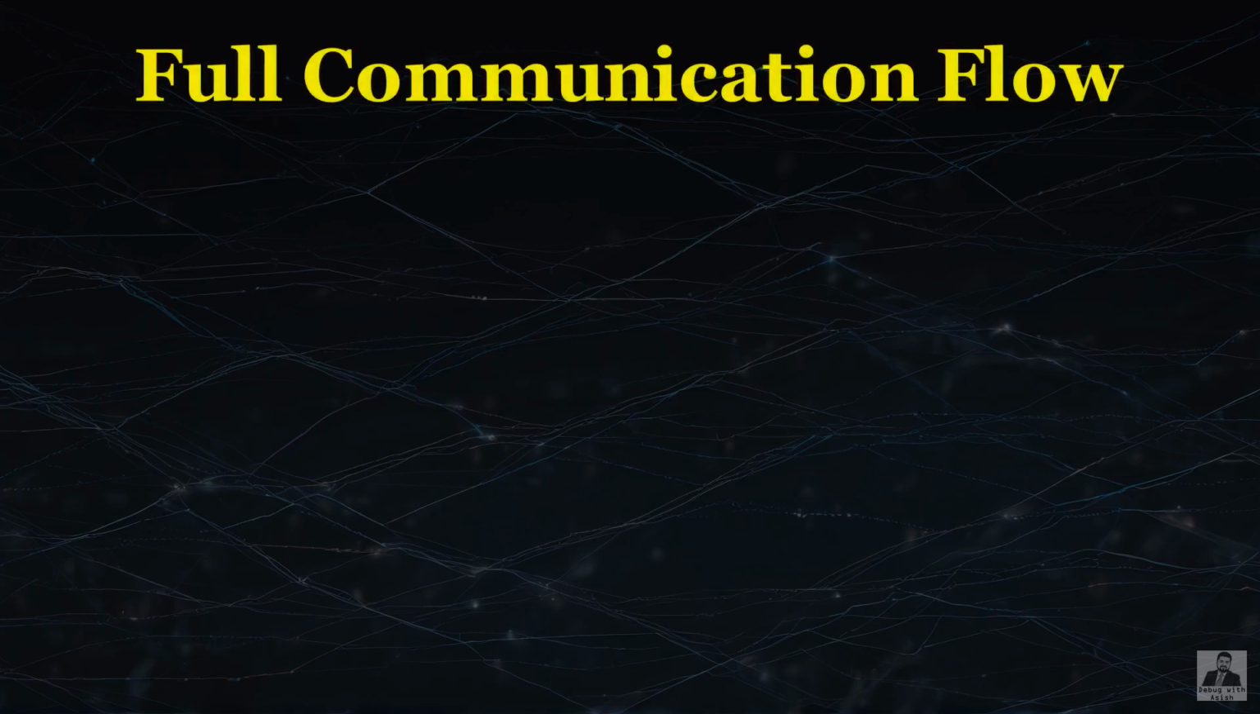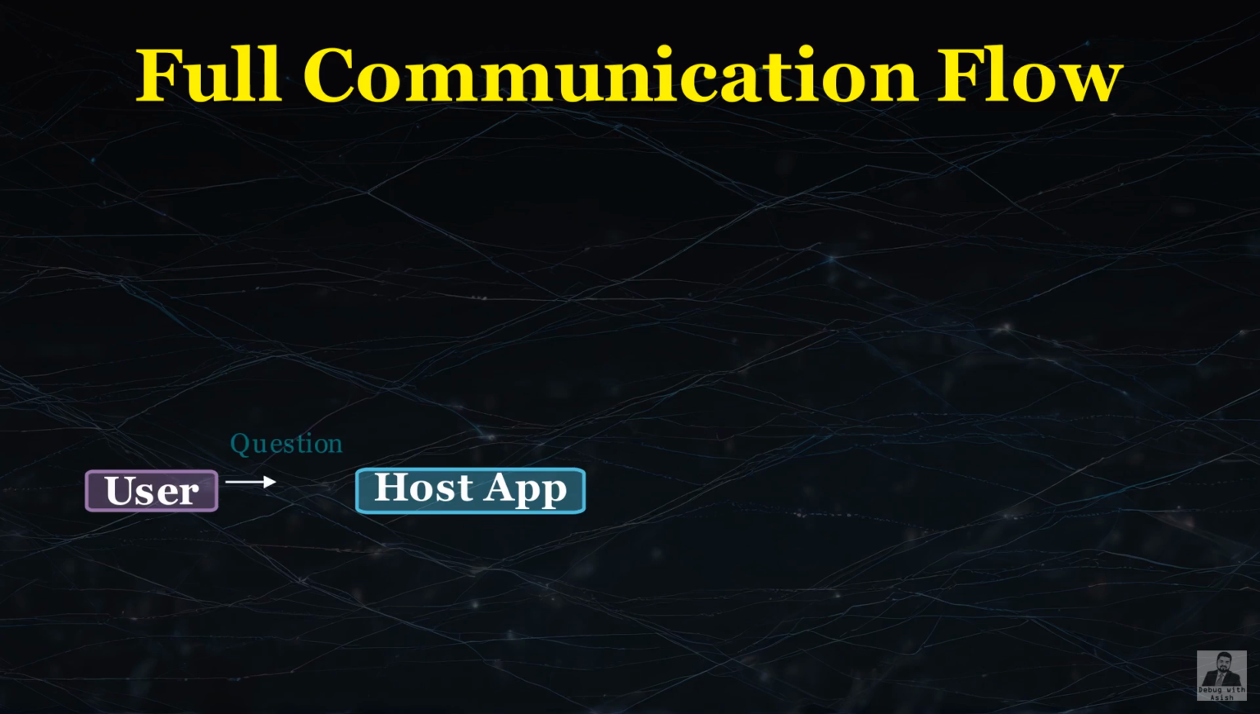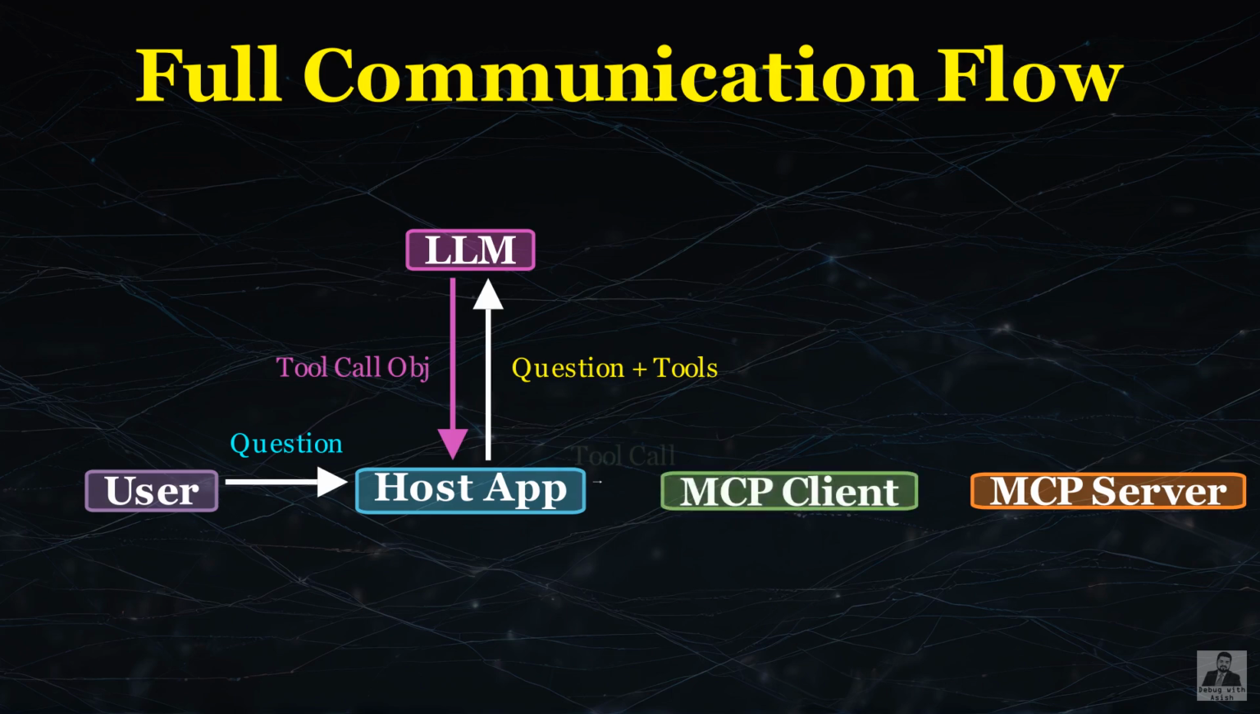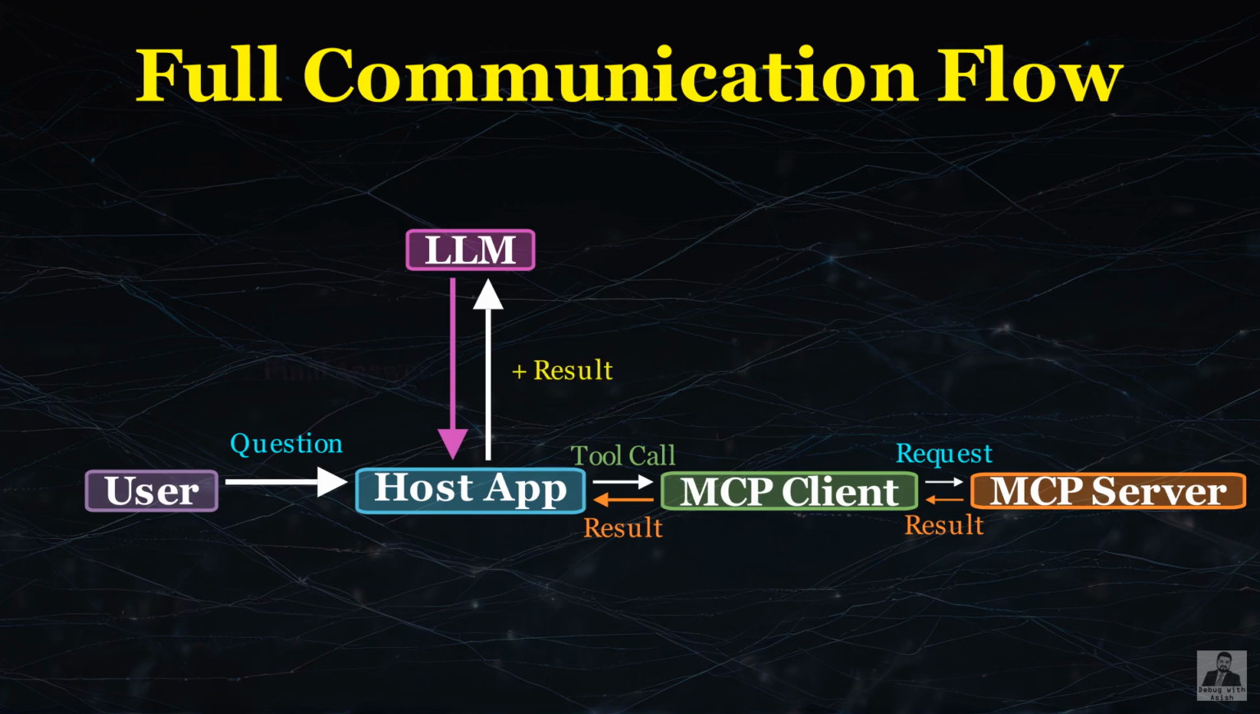Here is the full message flow. The user types a question into the host. The host sends it to the language model along with a list of available tools from all connected servers. The model reads the tool definitions, decides one is needed, and returns a tool call object rather than a text answer. The host passes that to the MCP client. The client sends it to the right server. The server runs the function and returns the result. The result gets added to the conversation, and the model generates a final answer using the new information.